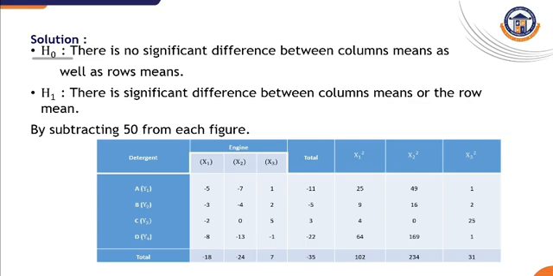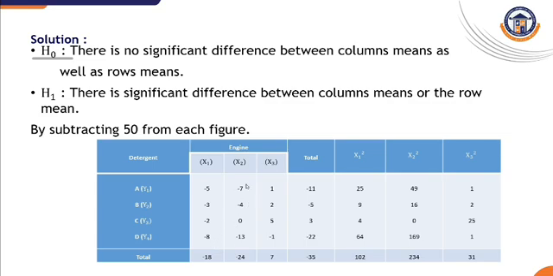So now we are subtracting 50 from each figure. This is for the simplification of our values, so that we can convert and easily calculate manually. Now, subtracting 50 from each number, the first column gives minus 5, minus 3, minus 2, minus 8.